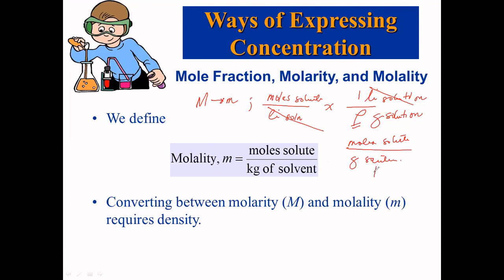How do we immediately convert B to N? Okay, this is mole of solute per gram of solution. This one is mole of solute per kilogram of solvent. So what do we do? Anybody?